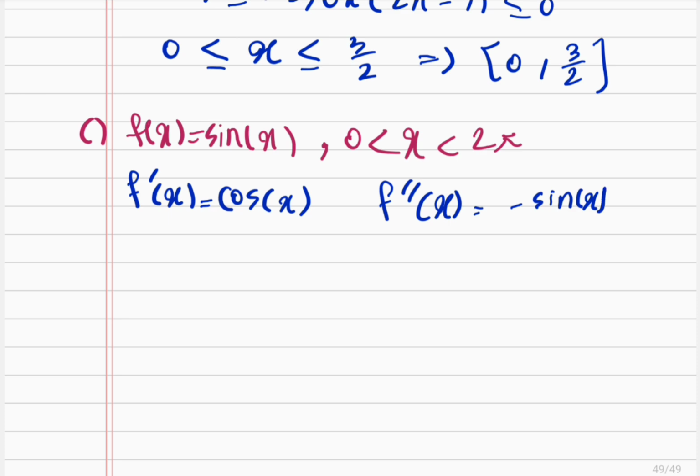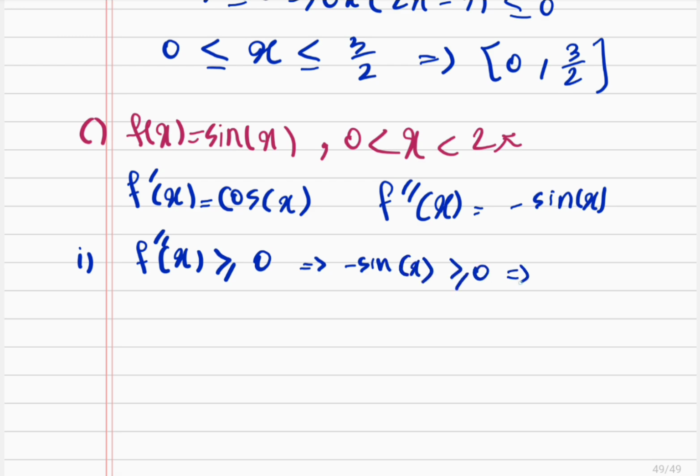And now, because we want to know when the function is convex, we want to find the values where f''(x) is greater than or equal to 0. So let's substitute minus sin x here and see what happens. We have minus sin x greater than or equal to 0, and multiplying both sides by negative changes the direction of the inequality, so sin x becomes less than or equal to 0. So this is now your inequality and you want to solve this.